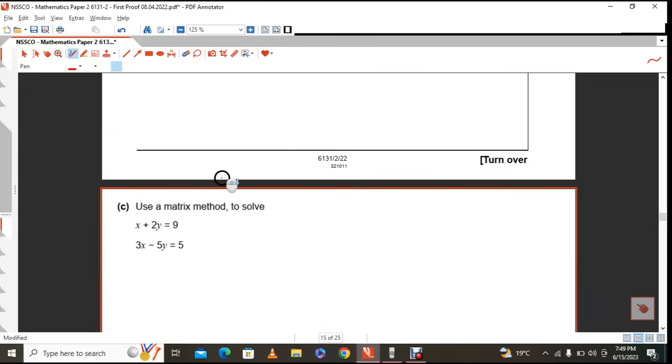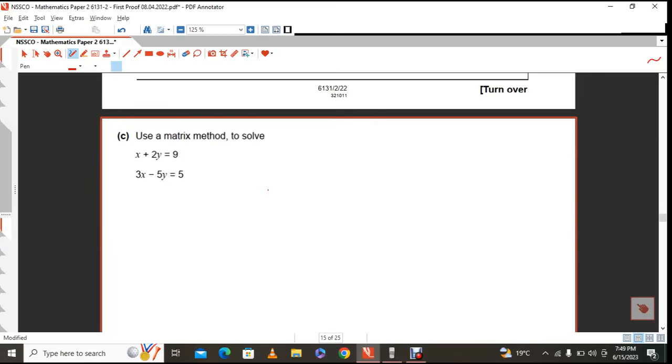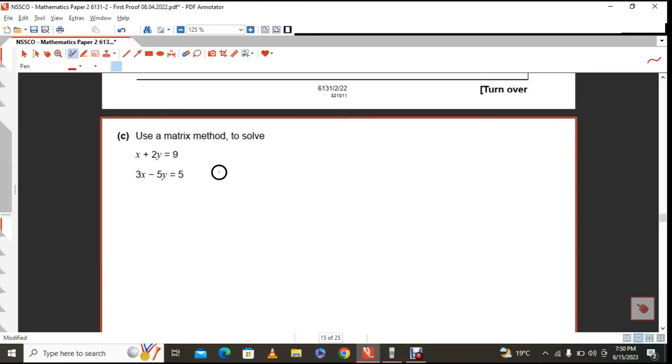Right. Part C. You are supposed to use a matrix method to solve. I had to bring in the blank page because there's a lot that we need to unpack. Also, this is 5 marks. So if you were to use a different method and not the matrix method to solve the simultaneous equations, you lose marks. You only get the 2 marks if your answers are correct, though. So you then lose the other 3 marks for the method that is required.